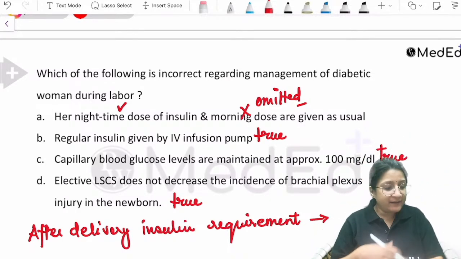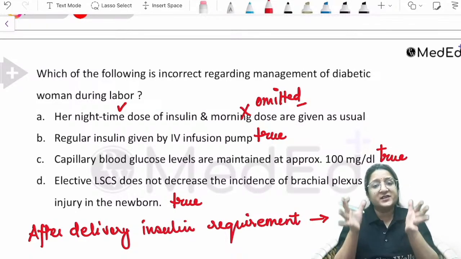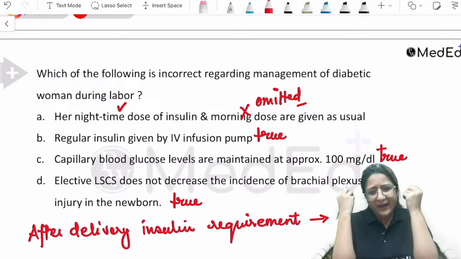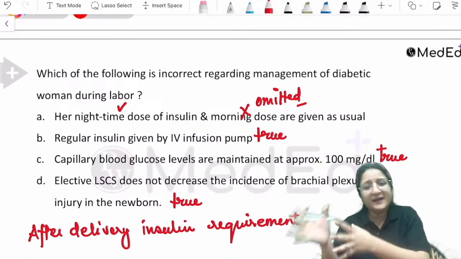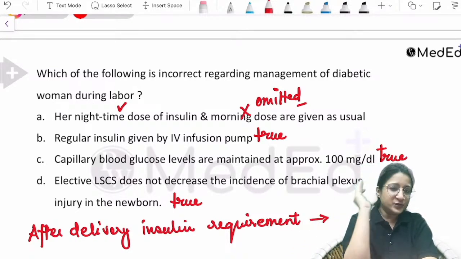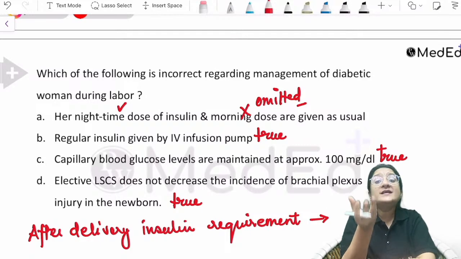Hyperglycemia? Why hyperglycemia? I'm talking about insulin requirement. She is already a diabetic woman. She was on insulin. You managed her labor also. After delivery, will you restart the insulin in the same dosage as she was taking during pregnancy? In pregnancy, insulin requirement increases.